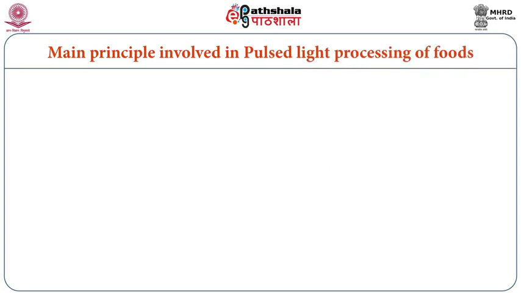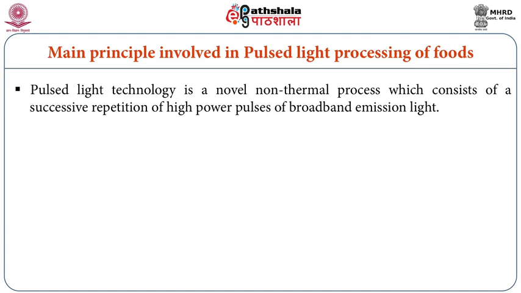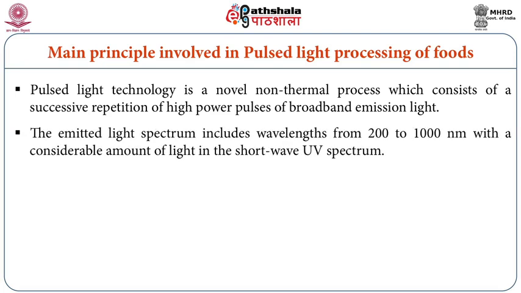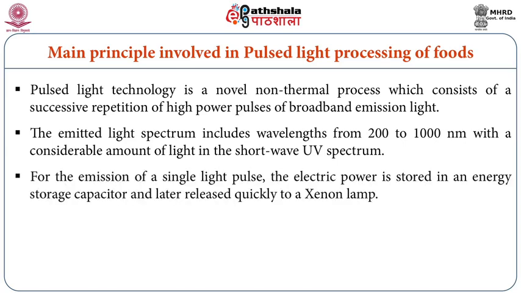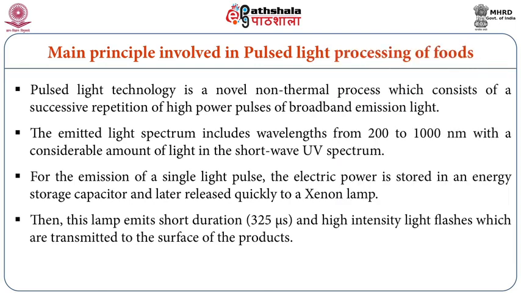The main principle involved in pulsed light processing of foods: pulsed light technology is a novel non-thermal process which consists of successive repetition of high power pulses of broad emission light. The emitted light spectrum includes wavelengths from 200 to 1000 nanometers, with a considerable amount of light in the short wave UV spectrum. For the emission of a single light pulse, the electric power is stored in an energy storage capacitor and later released quickly to the xenon lamp. Then this lamp emits short duration, 325 microsecond, high intensity light flashes which are transmitted to the surface of the products.